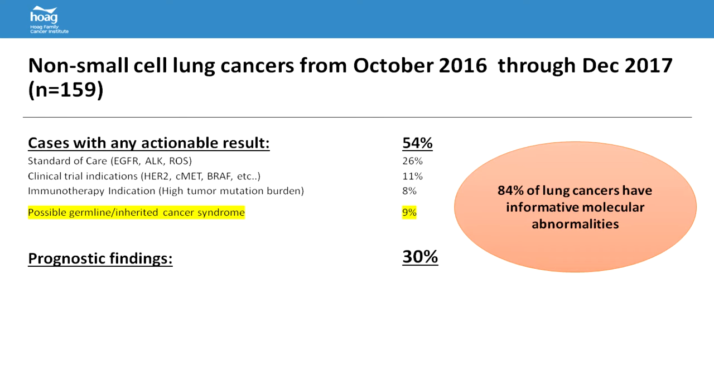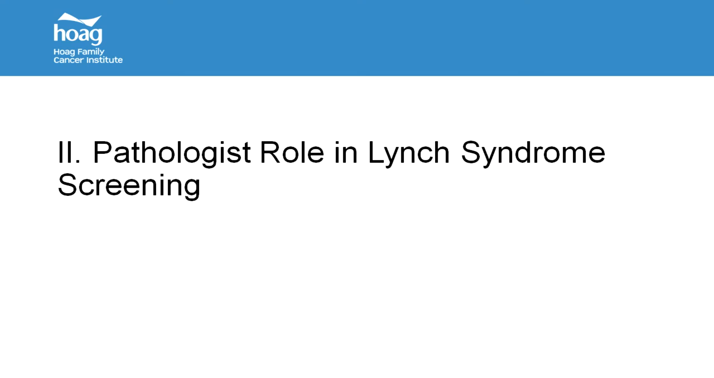And possible germline mutations. When we sequence the tumor, we're also sequencing the germline DNA, and we can sometimes tell that the patient's tumor has a mutation in it that's likely present in the patient's germline. So almost 9% of patients had something where we would want them to go see the genetic counselors. And 30% of the time, we saw something prognostic. So overall, about 84% of lung cancers that we studied here have some sort of abnormality that we would consider to be informative. So that's a very, very high rate and sort of justifies our reflex protocols.